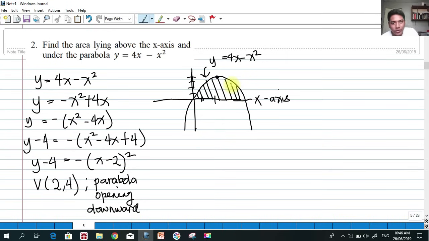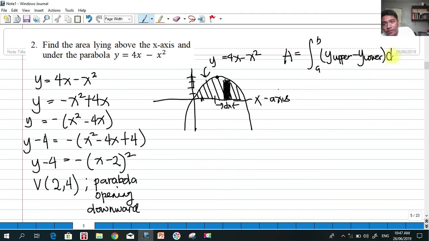So what strip are we going to use? Of course, we can still use a vertical strip here. For example, we use a strip here so that this becomes our vertical strip, and its thickness or width is dx. If we use a vertical strip, the area is equal to the integral from a to b of y upper minus y lower dx. That would be our equation.